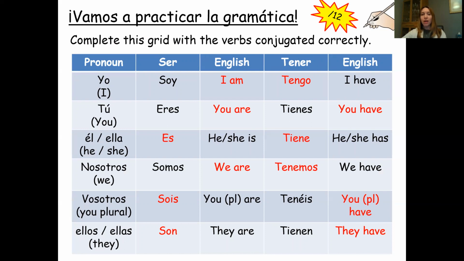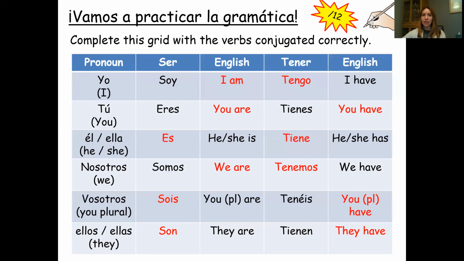There's 12. I'm hoping for about 9 or 10 at the very least, ideally 12. If you've got 12, fantastic, you've done really, really well. So I'll just tell you the pronunciation. You can pause this video so you can practice. So the verb ser, we have soy, eres, es, somos, sois, and son. And for the verb tener, we have tengo, tienes, tiene, tenemos, tenéis, and tienen.